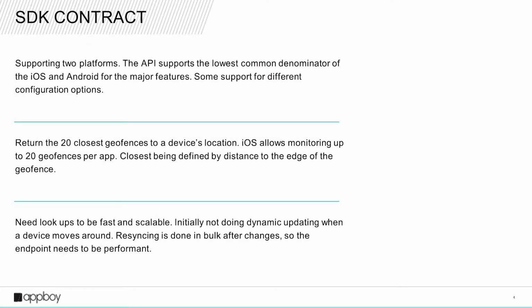So we will resync geofences when people edit things on the dashboard. And we do that by sending a silent push to users' devices. When we do that resyncing, we try to spread it out, but some of our customers have lots of users. So we do need the API endpoint that returns the geofences to be pretty performant, because a lot of people could be pinging it at once.